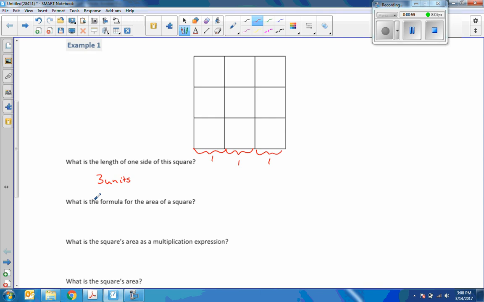The next question says, what is the formula for the area of a square? Well, area of a square or rectangle is length times width. But in a square, the sides are equal. So let me get rid of these ones here. So if I call this S and I call this S, this is length, this is width. So we're used to seeing area equals length times width. But in this case, I can substitute, say it's side times side. But when I have two sides that are the same, then I can simply say area equals side squared. So A equals S squared.